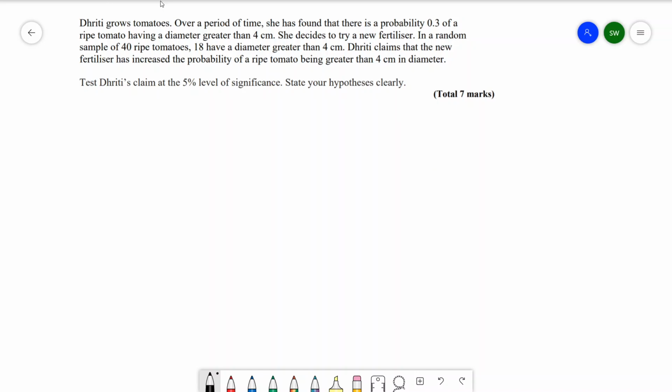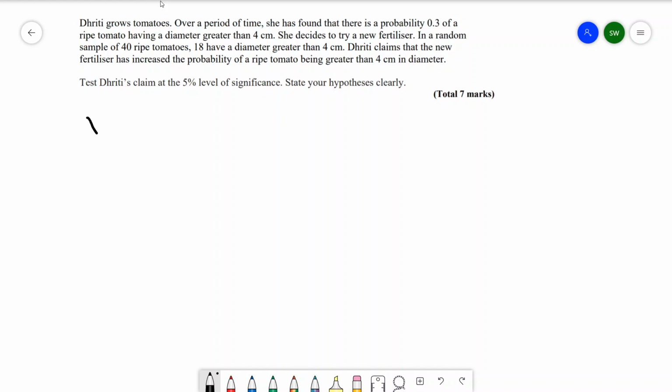Somebody grows tomatoes over a certain period of time and she finds out that the probability of a ripe tomato being big, so having a diameter of 4 centimetres or greater, is 0.3. And then she tests a new fertiliser, and out of a random sample of 40, she finds that 18 have a diameter of 4 centimetres or more. So 18 out of the 40 are big. So because of this, she claims that the new fertiliser has increased the probability from 0.3.